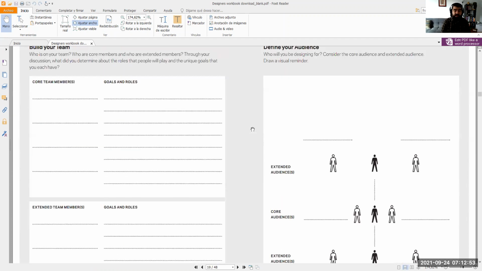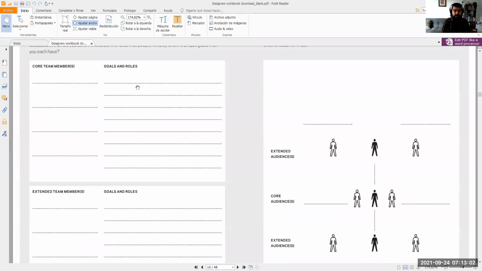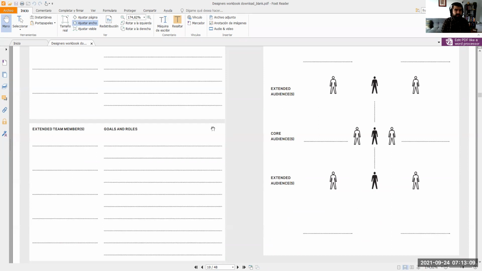The next part was basically to identify the people who are going to be somehow related to this project, right? So first of all, the core members, which is the groups, right? The groups in which you are working in this moment, and then the extended team members, which are all these people who can give you a hand when developing the project, but they are not part of your team. So it could be anyone who can explain something important to you, or anyone who could help you somehow.